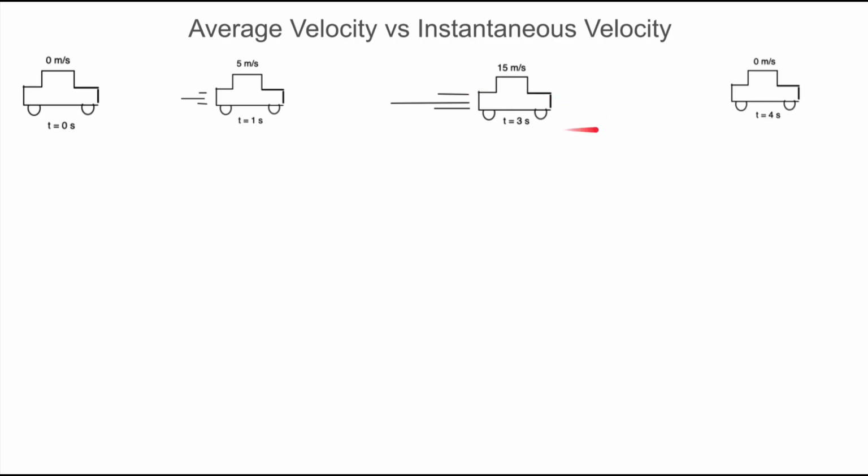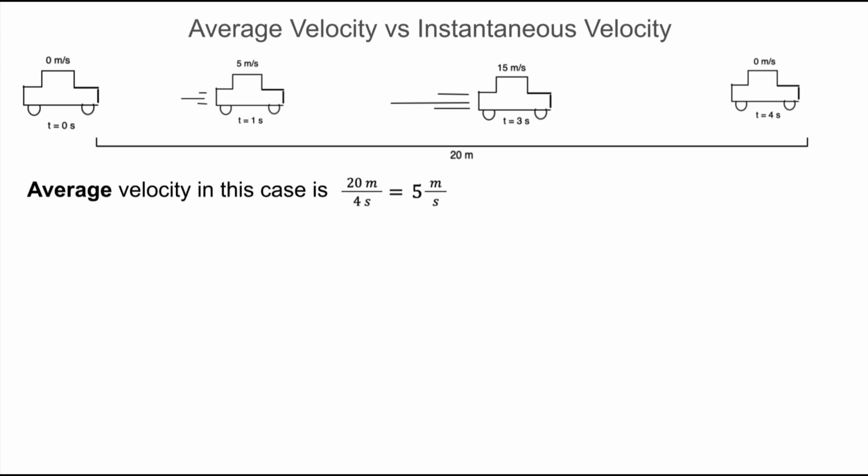And then it sees another red light, it stops, and at t equals 4 seconds, it's come to a stop again. So the total distance traveled, let's just say, was 20 meters. So the average velocity, we would say, all right, how much has it displaced? Well, it displaced 20 meters in the positive direction. It took 4 seconds, we'll say. Here's 4 seconds. So it gives us 5 meters per second in the positive direction as its average velocity.